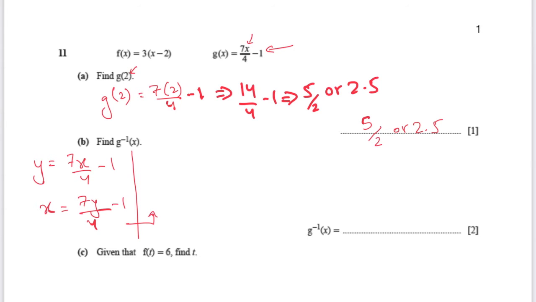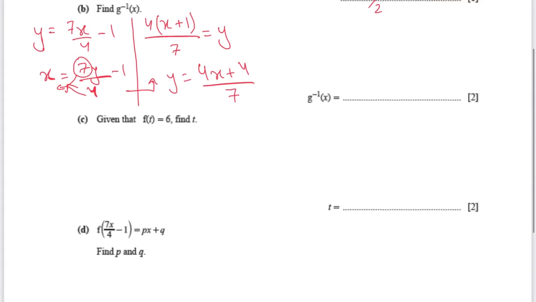Then the next step is you make y the subject. The first thing that you do is take 1 to the other side, becomes x plus 1. Then you multiply 4 with x plus 1. So it becomes 4 times x plus 1. And the 7 comes below this, so y is equal to 4 and then brackets x plus 1 over 7. So if you open this up, y is equal to 4x plus 4 over 7. Okay, let's write that over here. 4x plus 4 over 7.